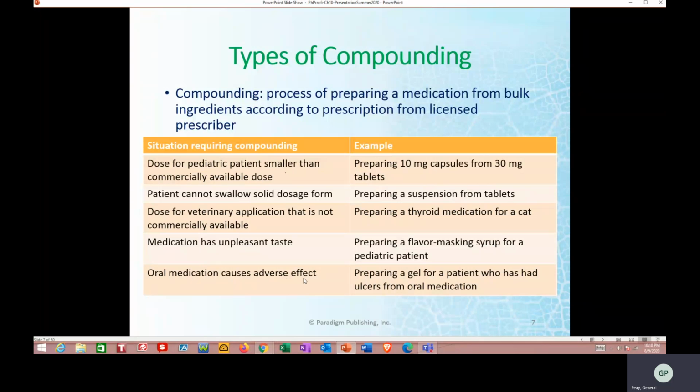Oral medication causes adverse effect. So some people swallow pills or capsules and they get an adverse effect. In certain situations, you can take an oral medication, whether it's tablet or capsule, and you can convert it to a gel. So preparing a gel for a patient who has ulcers from oral medication, that's possible, because if it's a gel, the medication will still get absorbed through membranes, so they'll still get the active ingredient. So these are just a few examples.